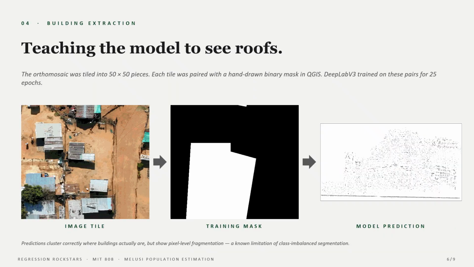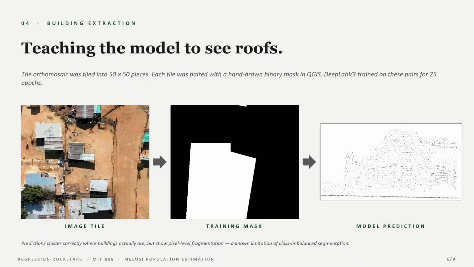On to the deep learning. We tiled the orthomosaic into 50 by 50 pieces and paired every image tile with a hand-drawn binary mask in QGIS, white for buildings, black for everything else. Our DeepLab V3 was trained on these pairs for 25 epochs. On the right is what we produced over the whole settlement.